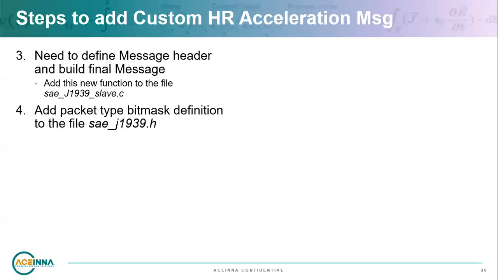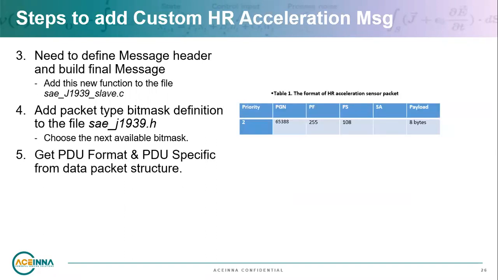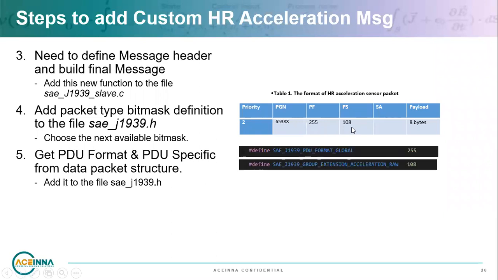The fourth step is add the packet type bitmask definition to the file sae_j1939.h. So whatever is the next available bitmask, you can add it to this file. The fifth step is getting the PDO format and PDO specific from the data packet structure. Based on the structure that we defined, the PF is 255 and the PS is 108, that you can add to the sae_j1939.h header file.